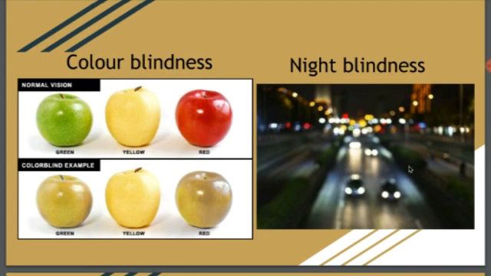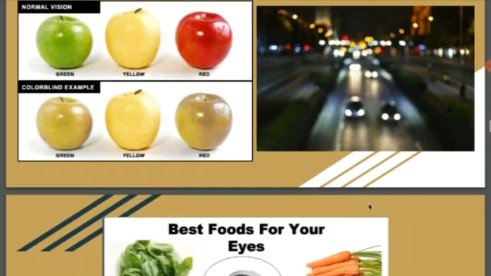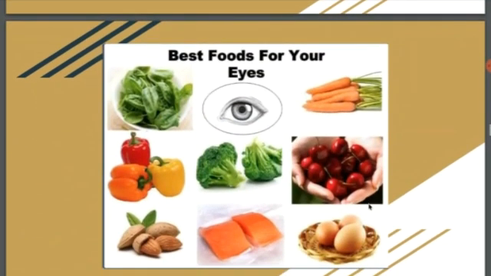Some of them cannot see objects clearly during night time or in dim light. This happens when the rods are not functioning properly. This condition we call night blindness.